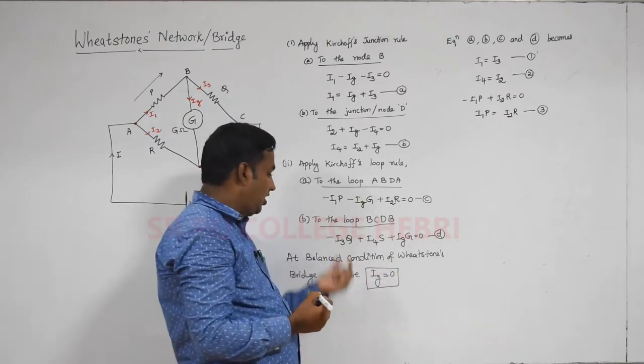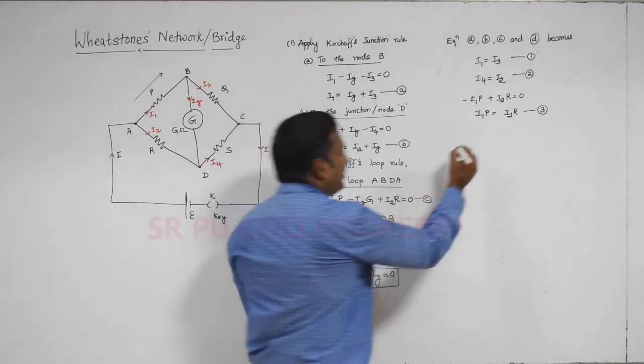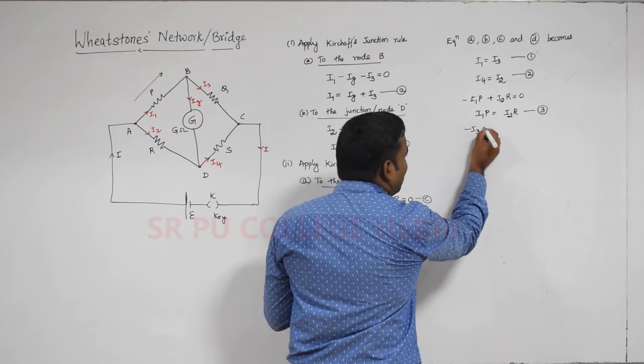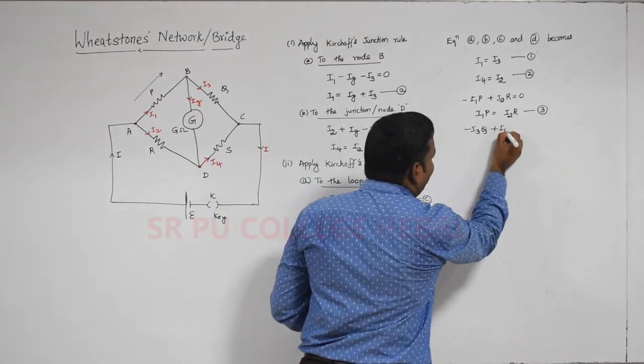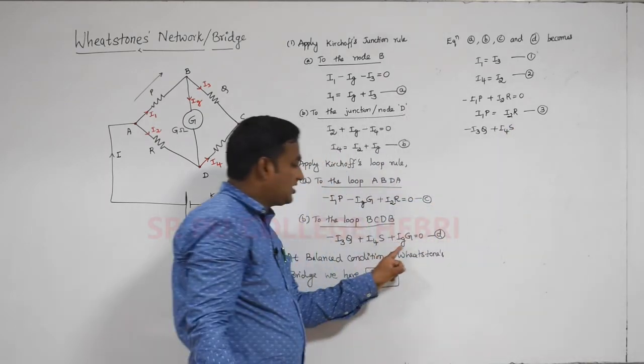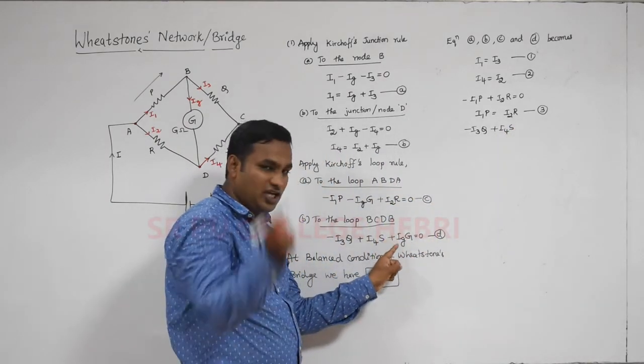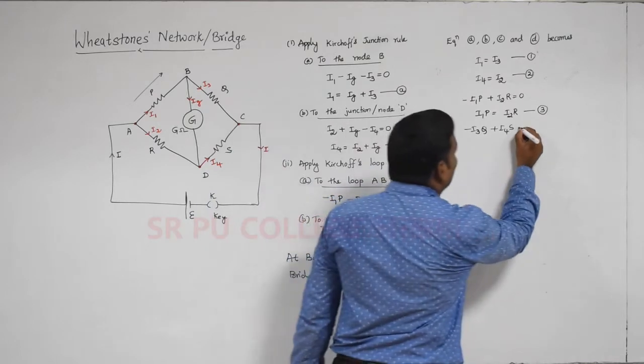Similarly, here equation D: minus I3Q plus I4S plus Ig into G. What is the value of Ig? 0 is equal to 0.